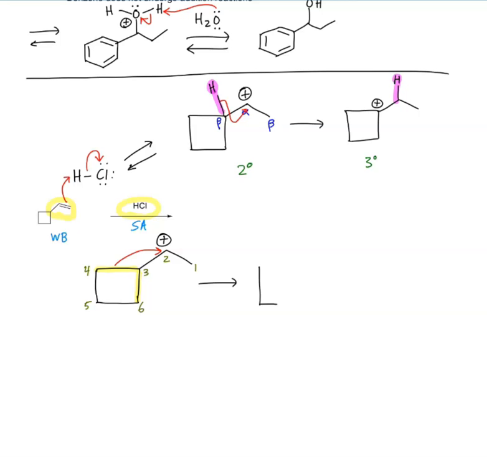Okay, to draw the result of that, let's keep all the atoms in the same positions. And let's number things. So 1, 2, 3, 4, 5, and 6. So the electrons moved from between C3 and C4, and now they're between C2 and C4, which means that they moved away from 3, and so it has a positive charge.